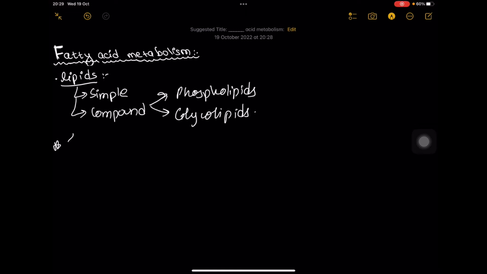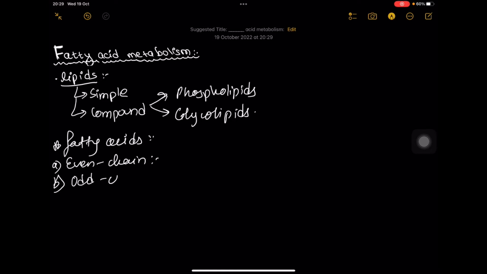Now let's learn about fatty acids. Fatty acids are the simplest form of these lipids, and we can classify them on different bases. First of all, let's divide them on the basis of their length. One will be the even chain fatty acid. Even chain fatty acids have an even number of carbons in their group. An example is palmitic acid. Another will be the odd chain fatty acid, which has an odd number of carbons.